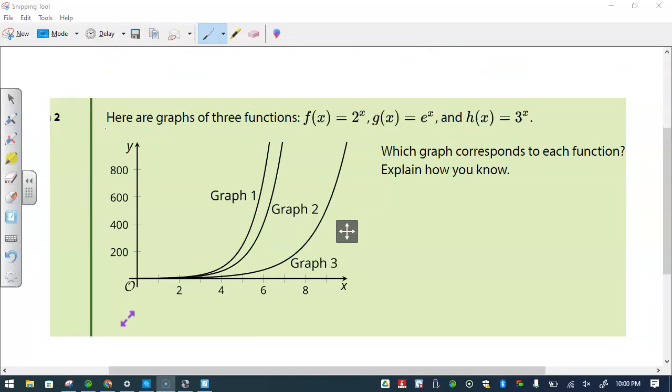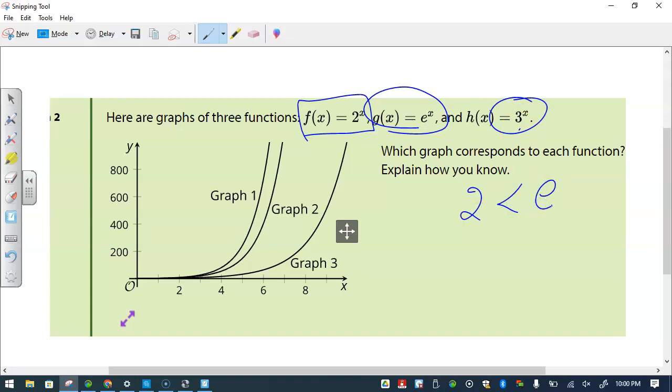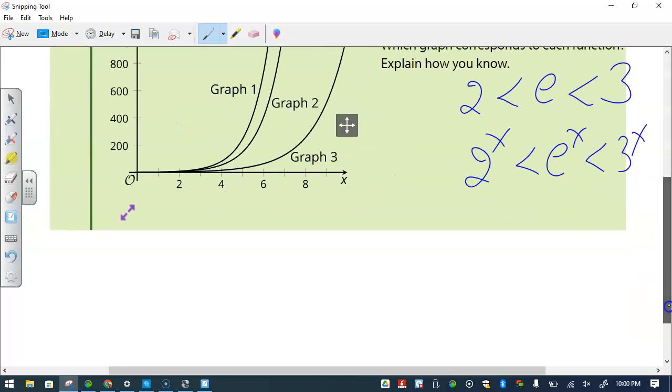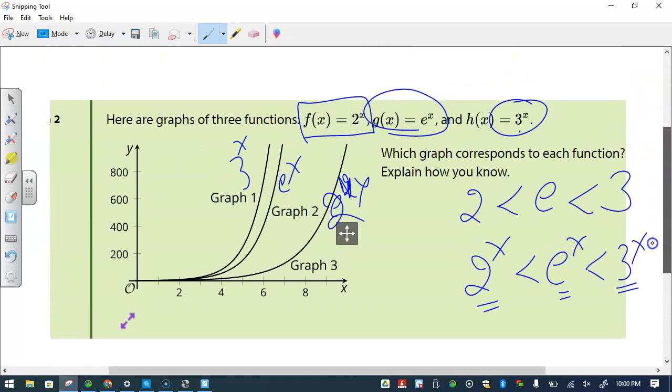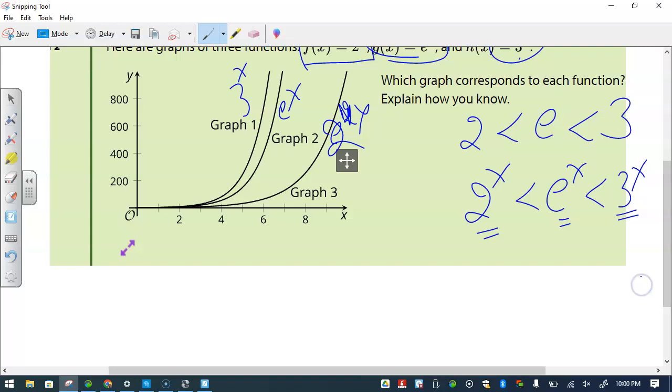Question number 2, I already explained to you. We need to know what this is, what this is, and what this is. You can clearly see, because 2 is less than e and e is less than 3, 2 raised to x will be smaller than e raised to x, which is smaller than 3 raised to x. The graph: this will be up, then this, and then this down. So this will be 3 raised to x, this will be e raised to x, and this will be 2 raised to x. So easy, right? Let's go to the next one.